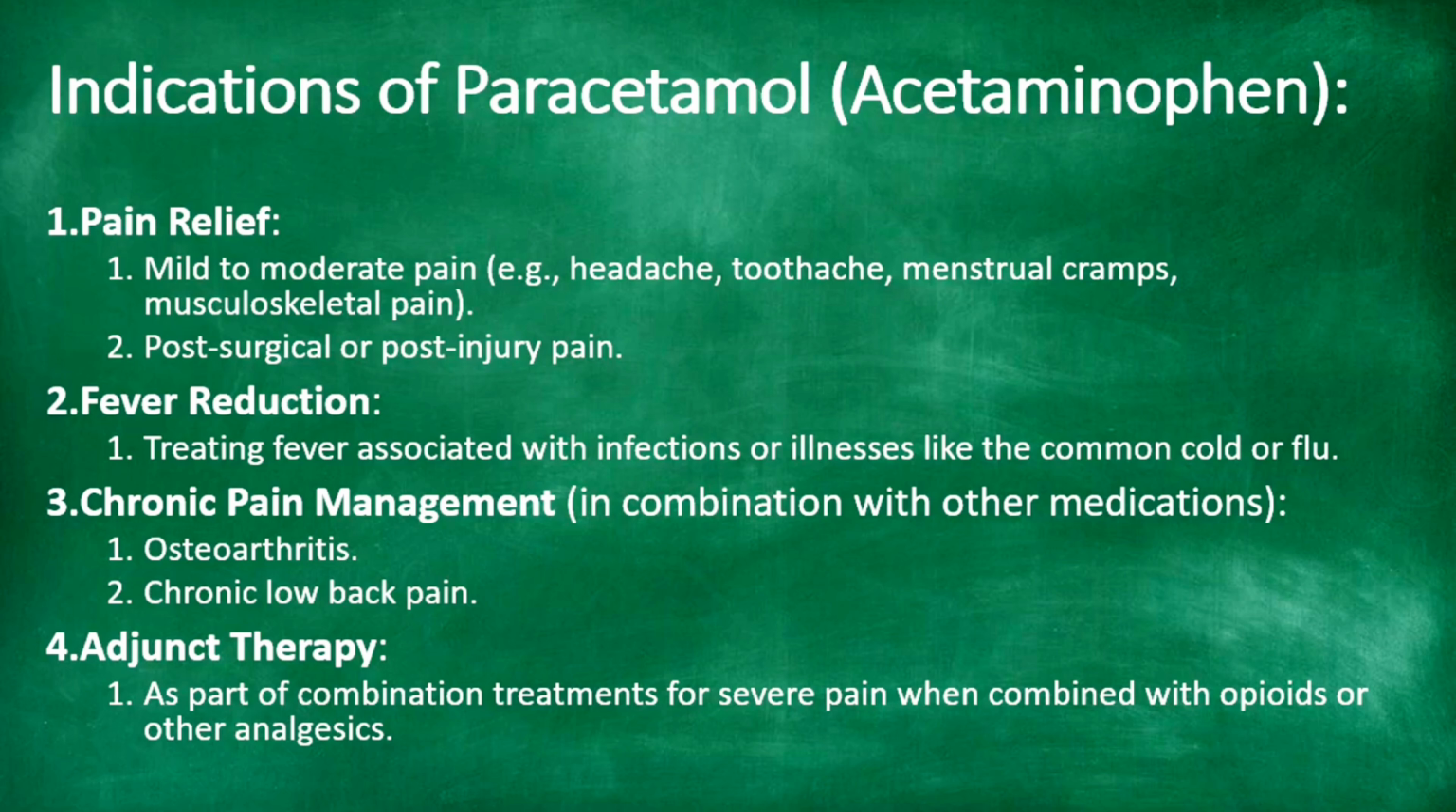Now the next important parameter of acetaminophen is the indications. It is primarily used for pain relief. It treats mild to moderate pain like headache, toothache, or menstrual cramps. Obviously, for musculoskeletal pain and post-surgical or post-injury pain, acetaminophen or paracetamol is given. For fever reduction, it is used in treating fever associated with infection or illness like the common cold or flu. It is also used for chronic pain management in combination with other medications, and obviously for adjunct therapy.